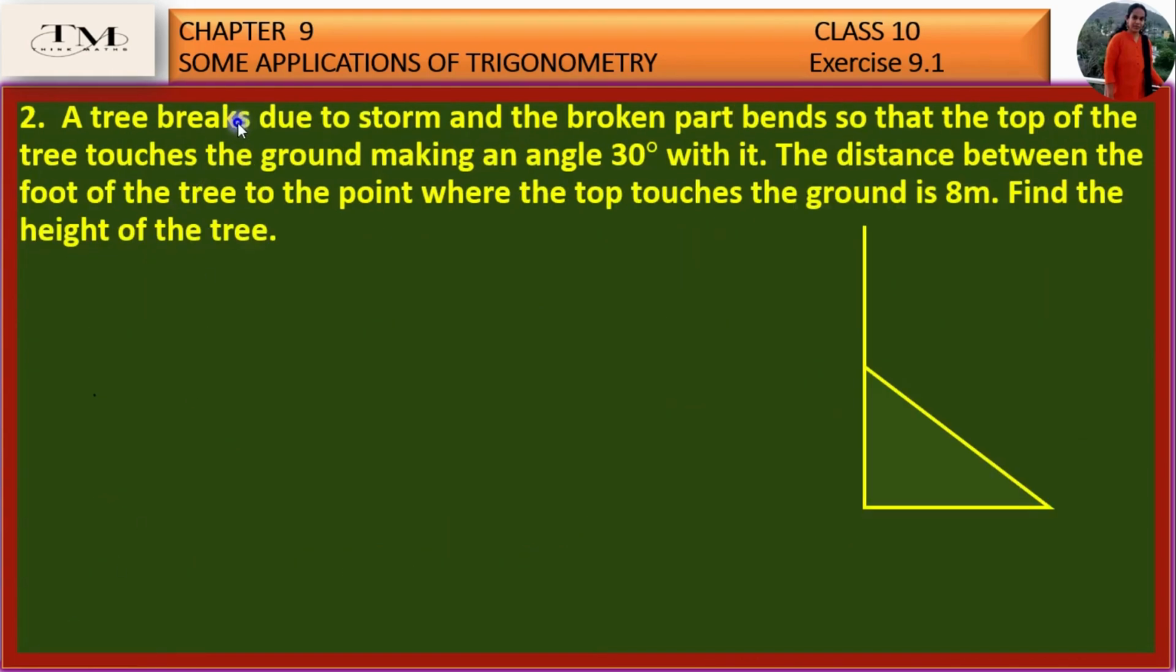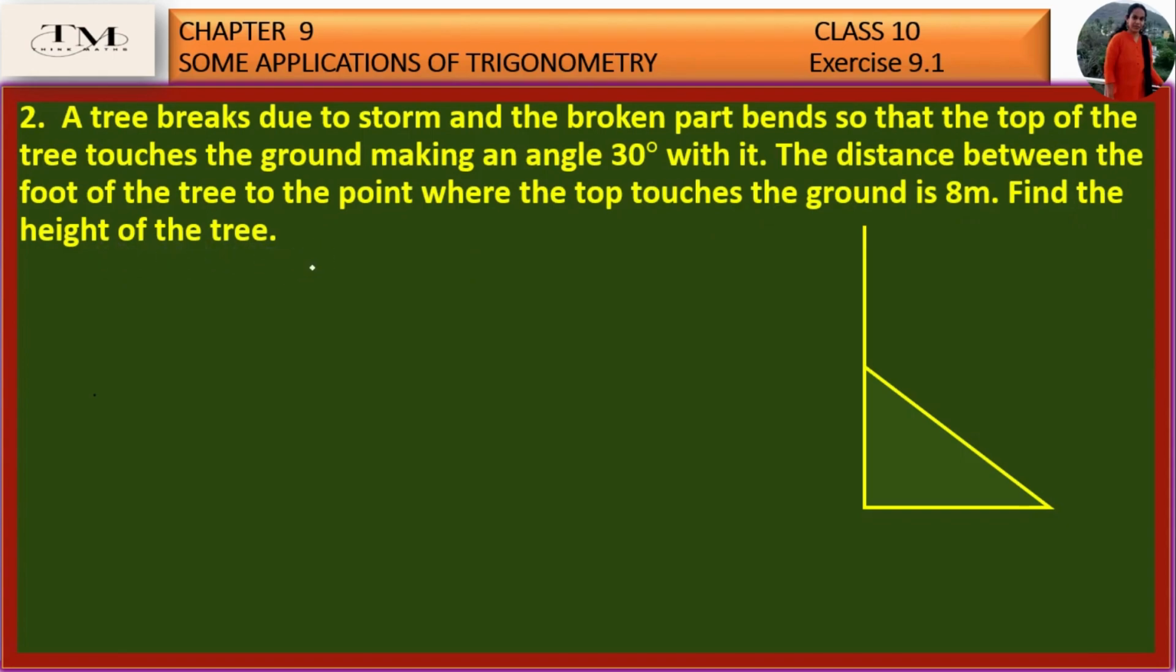A tree breaks due to storm and the broken part bends so that the top of the tree touches the ground, making an angle 30 degrees with it. The distance between the foot of the tree to the point where the top touches the ground is 8 meters. Find the height of the tree.